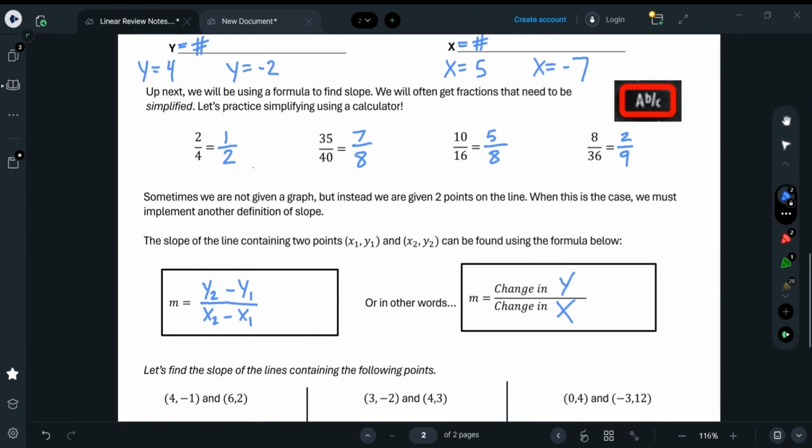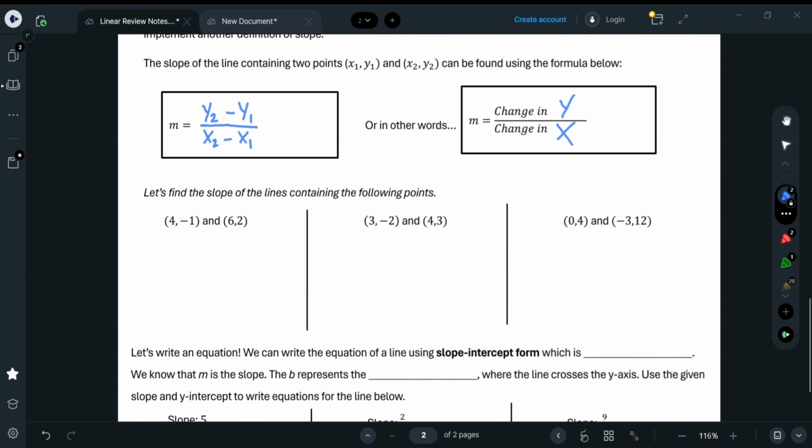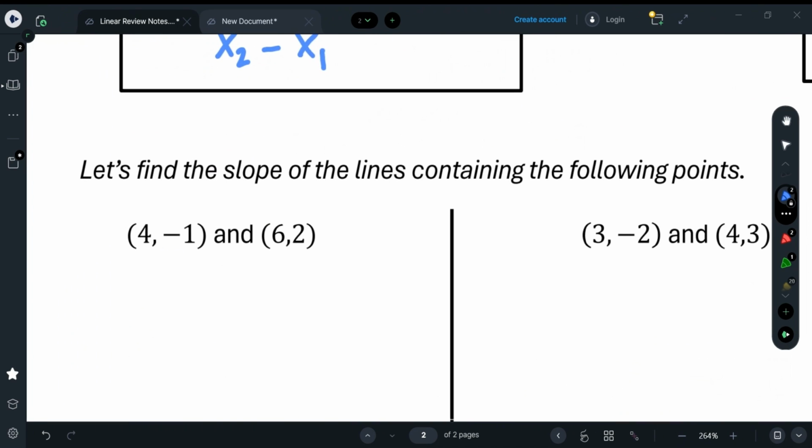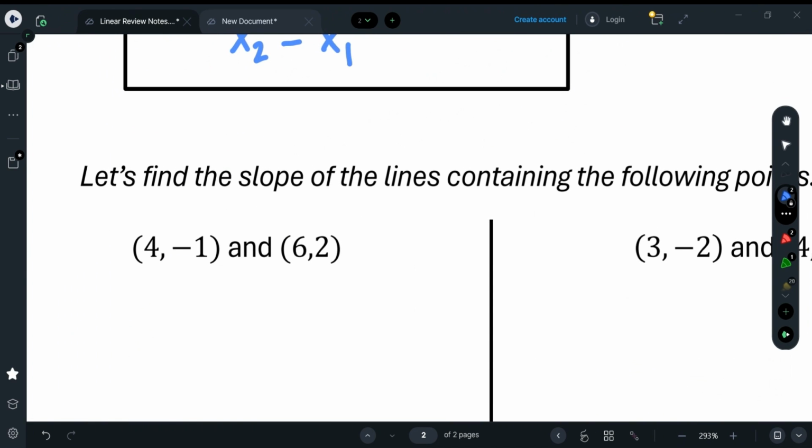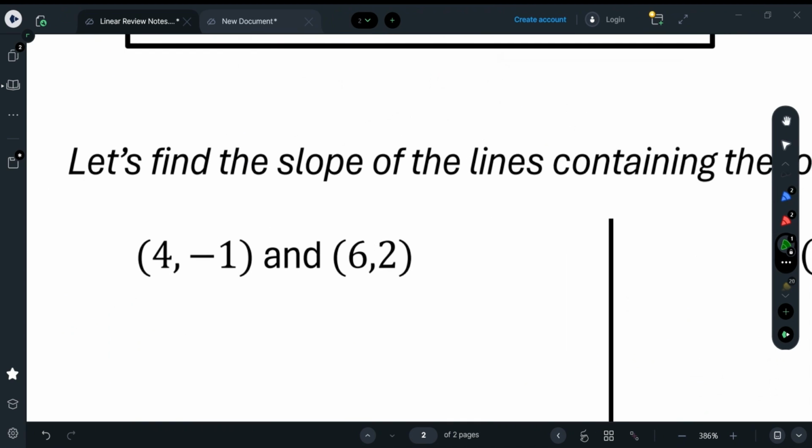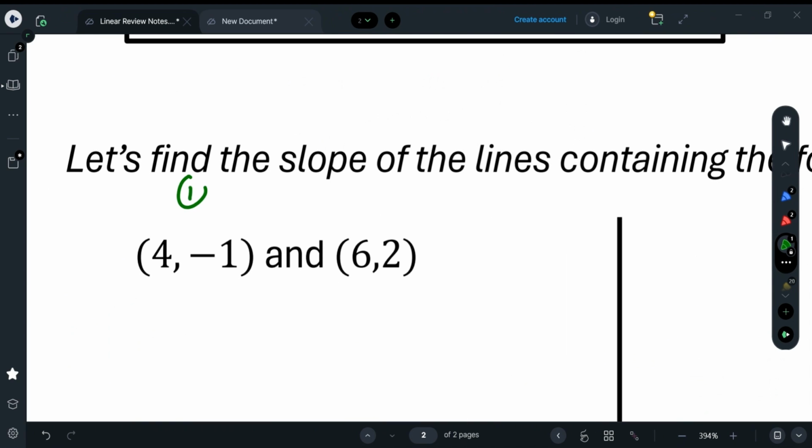Okay, let's do an example. We have 3 of them here. I'm going to do the first one right now to show you how to do it, and then I'll let you try the other 2. So we have 2 points. It doesn't make a difference which point you call number 1 and which you call number 2. I'm just going to call this point number 1, and this one over here point number 2. Something to remember about our points: it's always the x coordinate first, comma, y coordinate. And again here, x coordinate, comma, y coordinate.